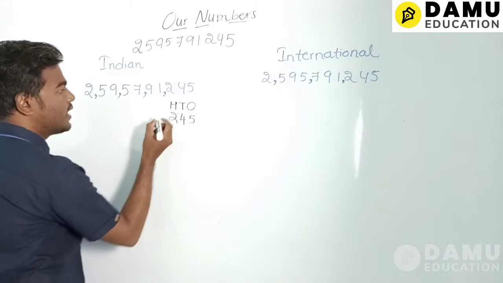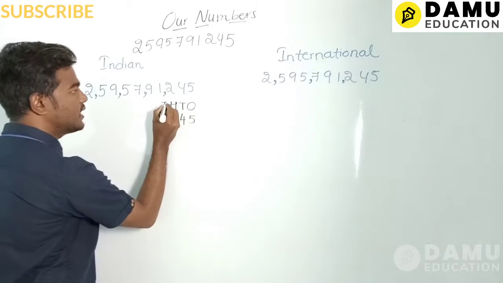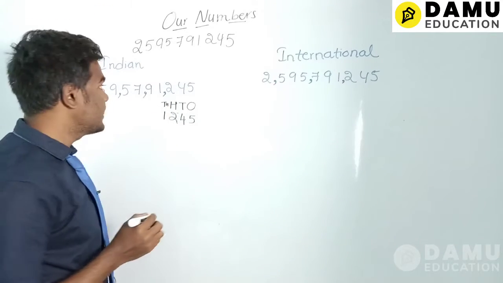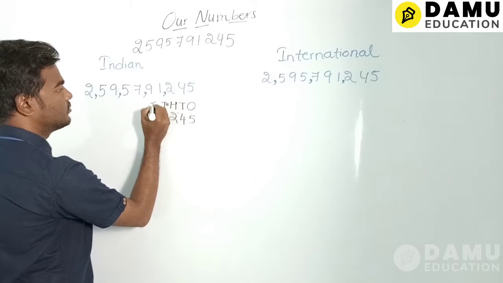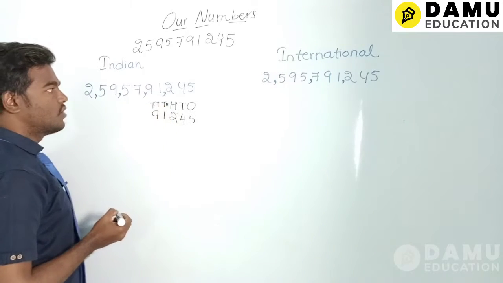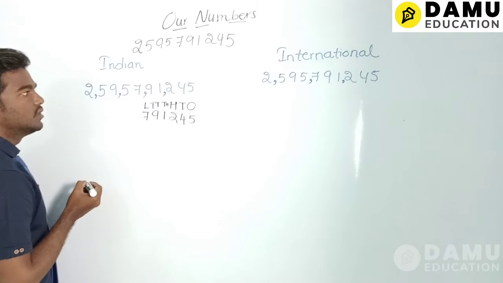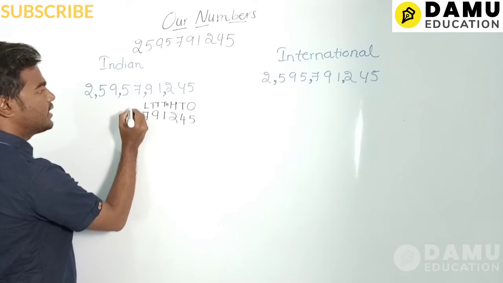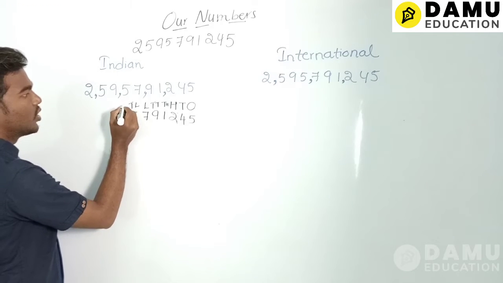Then 1 will be in the thousands place, for which I will use TH for thousands. Next, 9 will be in the ten thousands place. Then 7 will be in the lakh place, so 10,000, 7 lakh 90. Then 5 will be in the ten lakhs place. Then 9 will be in the crores place.